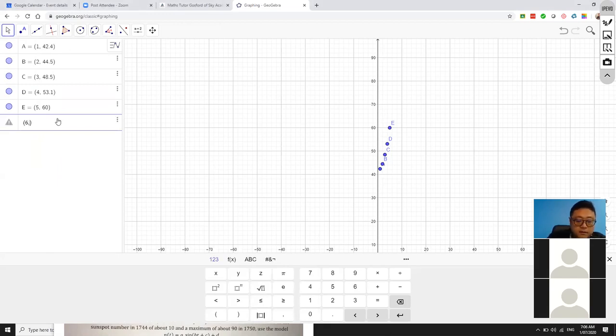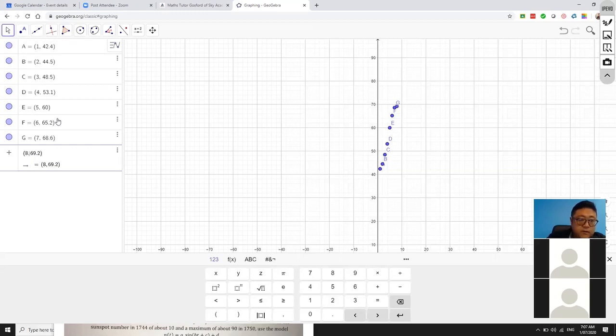6 is 65.2. And then 68.6. Then 69.2. This is 8, isn't it? August, yeah. And then 64.3. Oh, hang on, what have I done? I left out the 9. That's better. 9 is 64.3. And then October is 56.8.